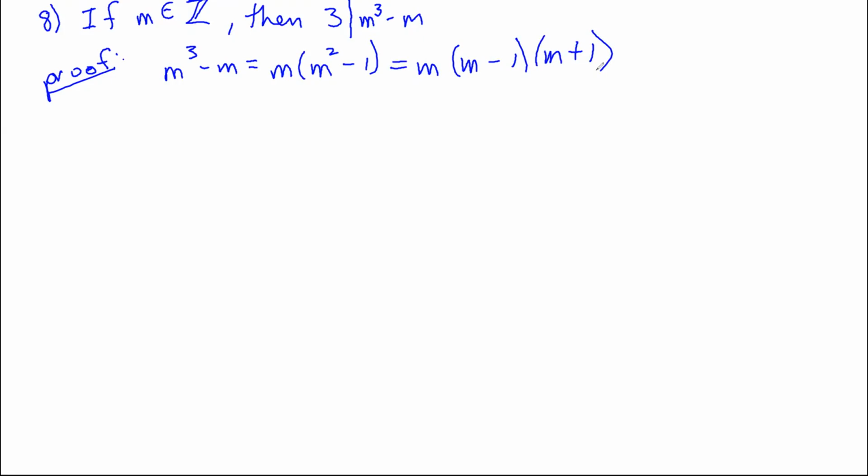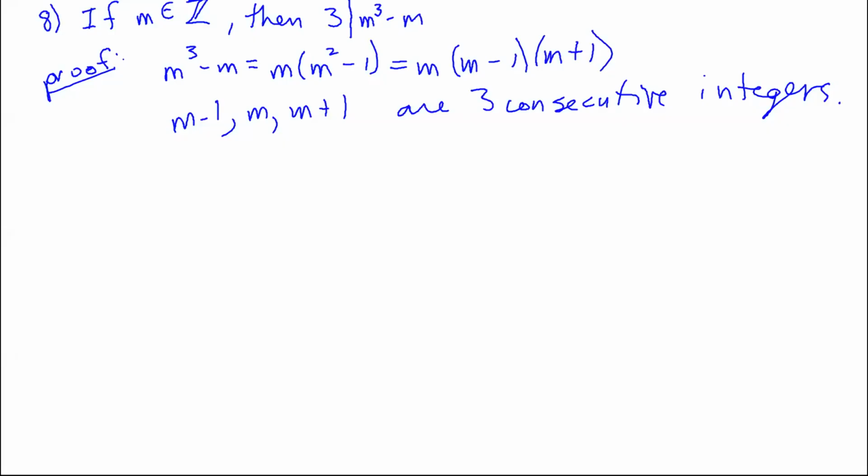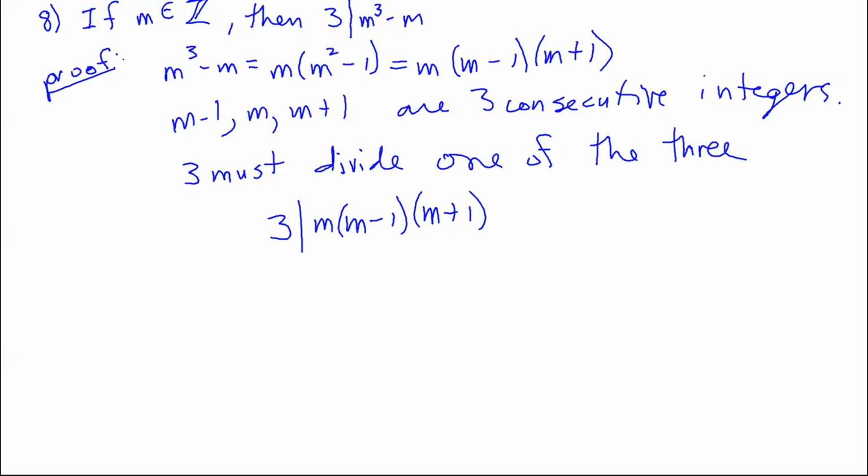So for example, if m was 10, we'd have 9 times 10 times 11. If m is 5, we have 4 times 5 times 6. So m minus 1, m, and m plus 1 are 3 consecutive integers. For example, 15, 16, 17, 106, 107, 108. Whenever you have 3 consecutive integers, the number 3 must divide one of the 3. Therefore, 3 divides the product.